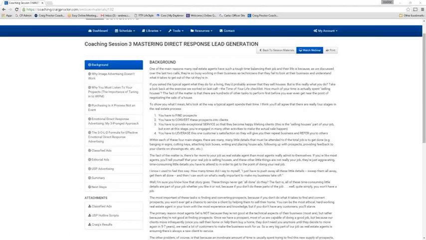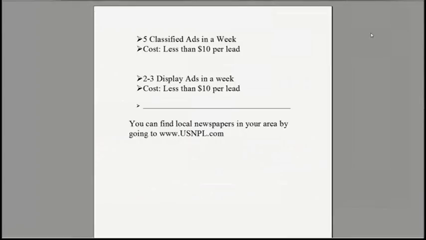Okay, now, hopefully what I demonstrated was what I did was really, really simple. I wasn't running tons of ads. Let me summarize this so everybody gets it. I ran 5 classified ads in a week, 5 of them. It costs me usually less than $10 to generate a lead. I ran 2 to 3 display ads in a week. The cost was usually less than $10 per lead.